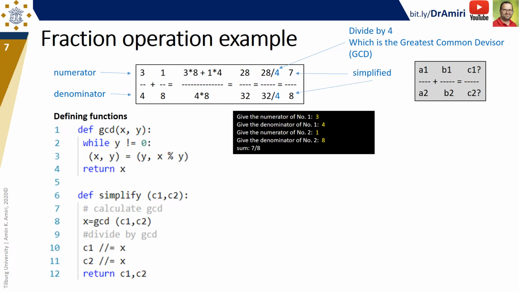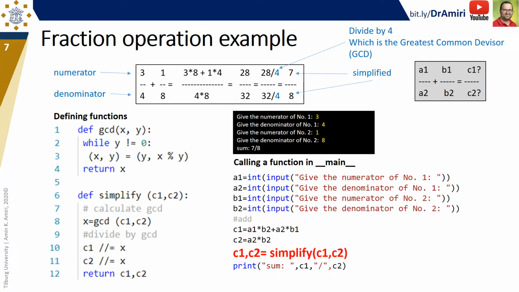So we are assuming that we already have the functions. The function GCD, as you see here, calculates the greatest common divisor, and the function simplify gets two parameters. It calculates the GCD, and then it divides the numerator and denominator by the GCD, and it returns the simplified version of the fraction, the outcome.